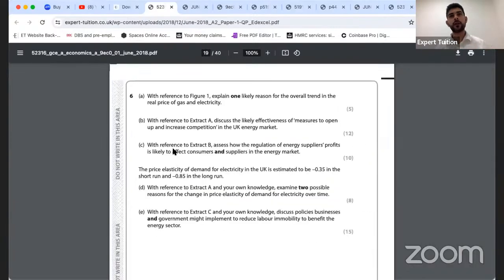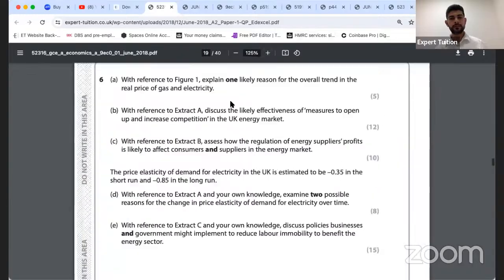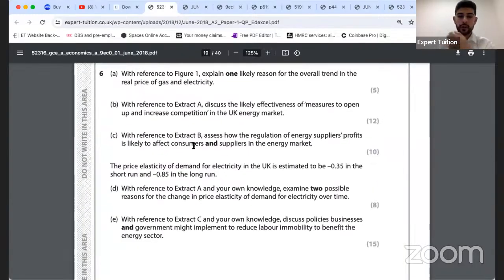The 15 marker said the following. So let's zoom in a little bit. With reference to extract C and your own knowledge, discuss policies businesses and, in bold, by the way, government might implement to reduce labor immobility to benefit the energy sector. Here, by the way, just a quick thing about exam technique. Make sure that you dedicate one paragraph to businesses, whatever they can do, and one to the government. Do not mix the two together. Why make your life more complicated than it needs to be? It's unnecessary. Just go with what businesses can do, and also what the government can do.